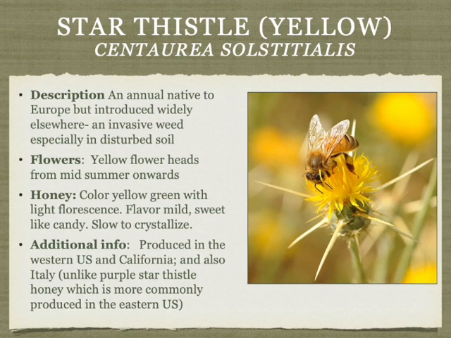And then there's yellow star thistle. This tends to be produced more in the western U.S. and especially in California. The honey is mild, sweet like candy. The color is yellowish green, sometimes with a fluorescent note. It's somewhat less complex than the purple star thistle, but it's still a wonderful honey in its own right.